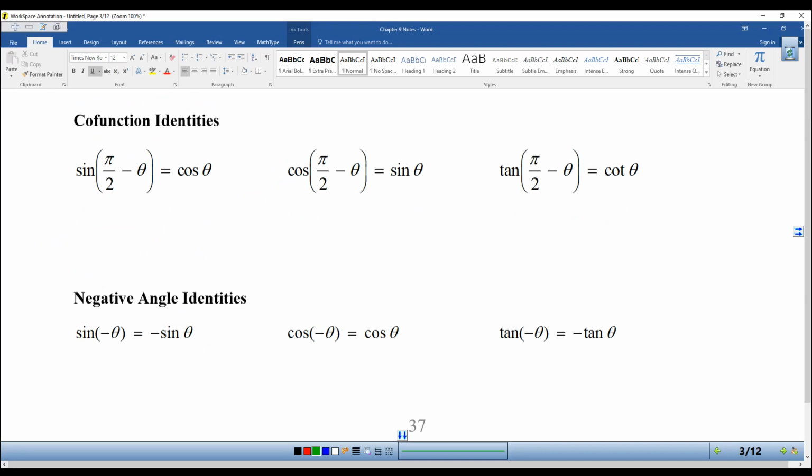The cofunction identities we talked about briefly during graphing. Remember that sine's graph looks like this, and cosine's graph starts here and then goes like that. So how much are they off by? 90 degrees. So if you just shifted sine or cosine 90 degrees, then you would get the other one. So that's what these two represent, and the same is true for tangent.